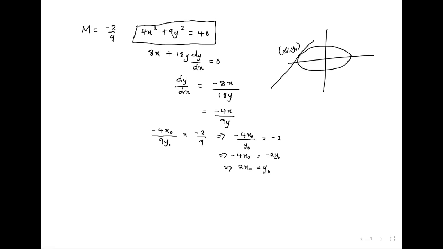Now, because the point lies on the ellipse, it must be true that since we have said that y0 is equal to 2x0, when we go in that equation there and substitute, it must be satisfied. So we say 4 times x0 squared plus 9, where there is y, we are going to put 2x0 squared is equal to 40. So this 4x0 squared plus 4 by 9.